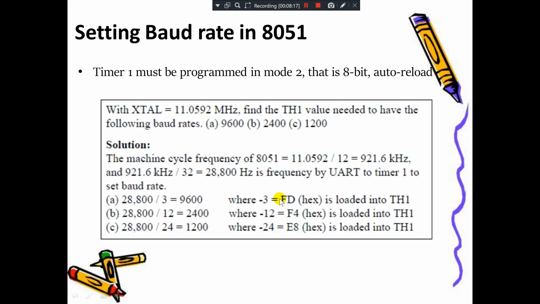Here -3, if you convert it into hex, will be FD, and it will be loaded to TH1, that is timer high 1. If you divide 28,800 by 12, you'll get 2400, where -12 is nothing but F4 in hex, which is loaded to TH1. 28,800 divided by 24 is 1200, where -24 is nothing but E8 hex, loaded into TH1.